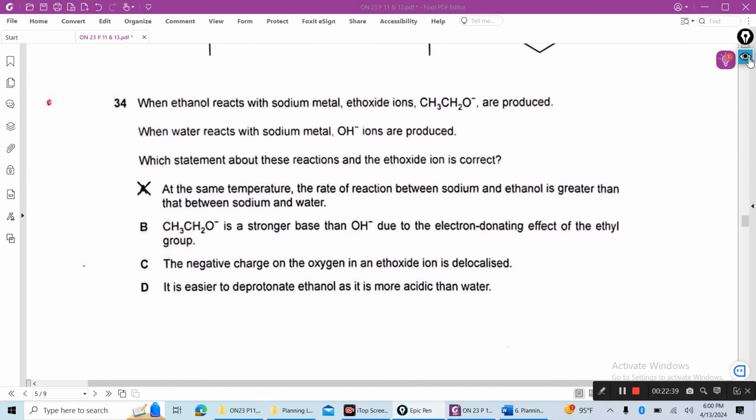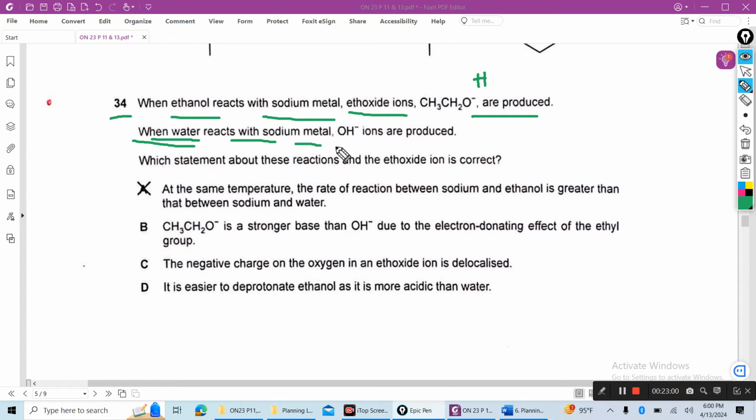34. When ethanol reacts with sodium metal, ethoxide ions are produced. Ethoxide ion. When water reacts with sodium metal, hydroxide ions are produced. So which statement about this reaction and the ethoxide ion is correct? Answer A is the correct answer.